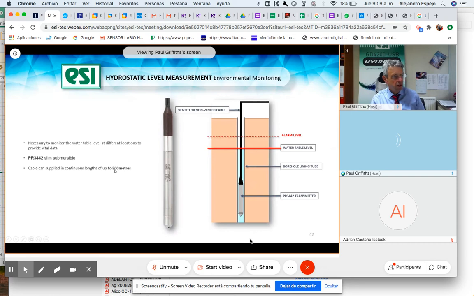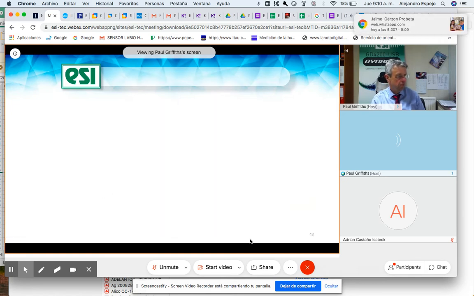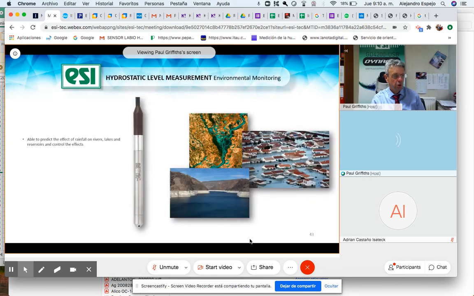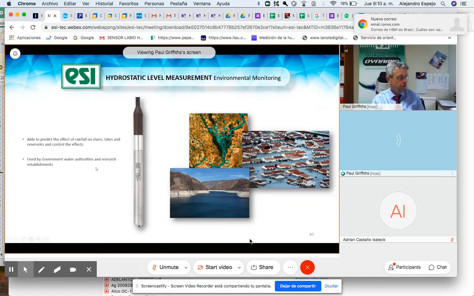And typically, the 3441 is used for 1 meter, 2 meter, 10 meter, very popular. This is used for the deeper holes, the higher levels. And that's what can happen if you don't keep control. So yeah, it's used a lot by water authorities in various governments around the world.